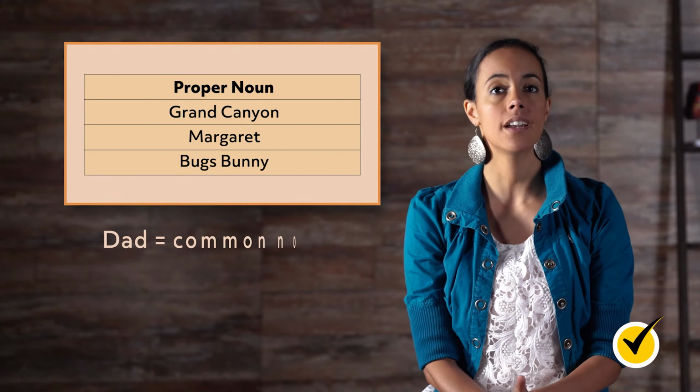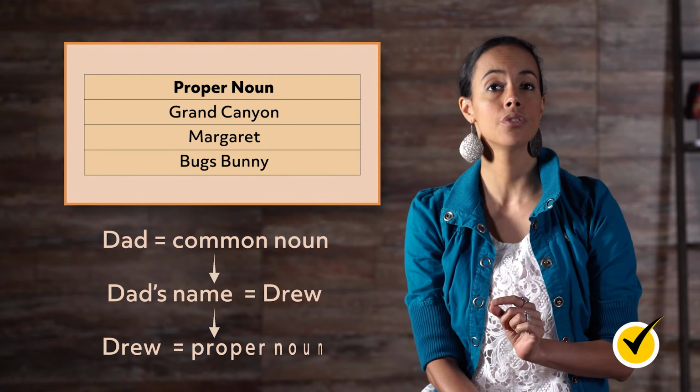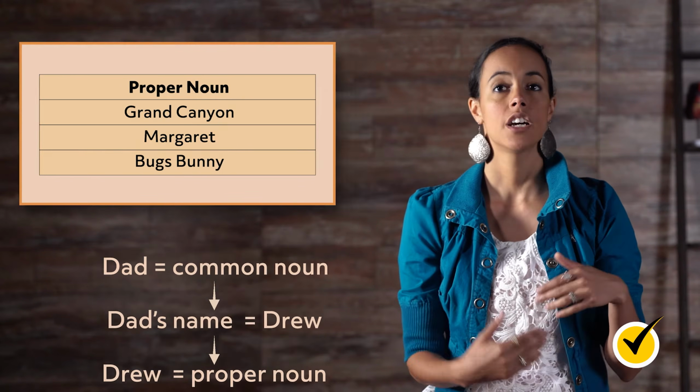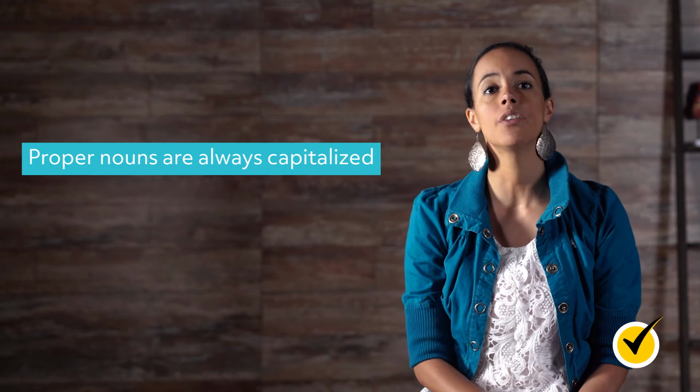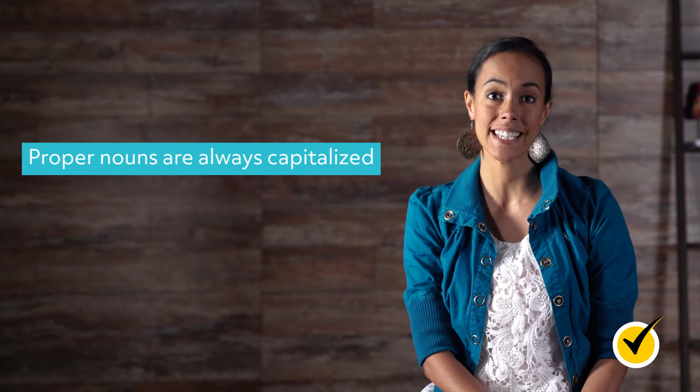For example, dad is a common noun, but your dad's name might be Drew. Drew is a proper noun. A Chevy is the name for a brand of car, so it's also a proper noun. In addition, proper nouns are always capitalized. Let's see proper nouns in a sentence.